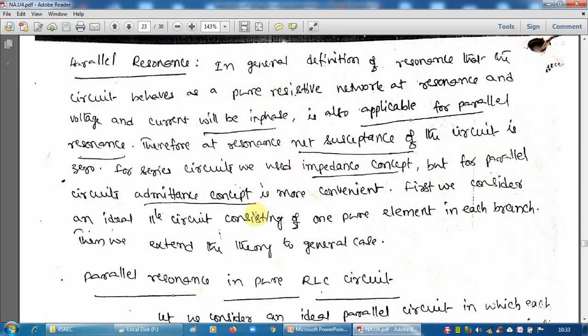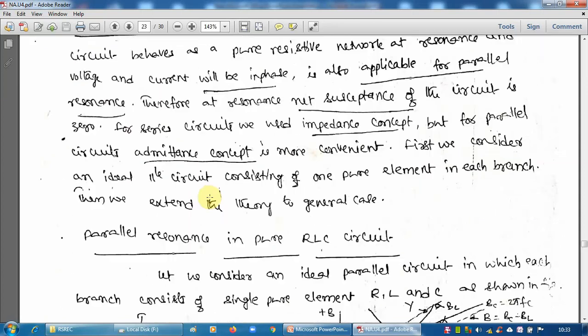Same concept in admittance terms: if you want to consider the imaginary part of admittance, it is susceptance. So at resonance, the susceptance of the circuit must be equal to 0. For parallel circuits, if admittance is considered, we can define the condition of resonance as the susceptance being equal to 0. The circuit will again behave like a resistive circuit as susceptance is 0. So that is the condition.